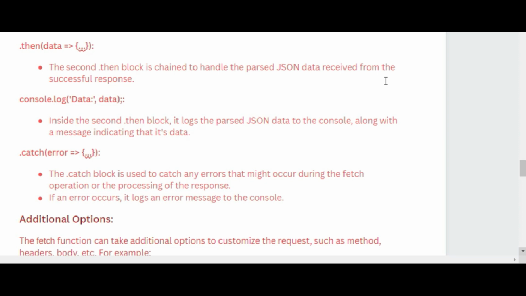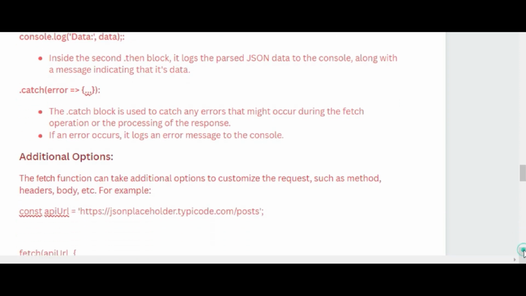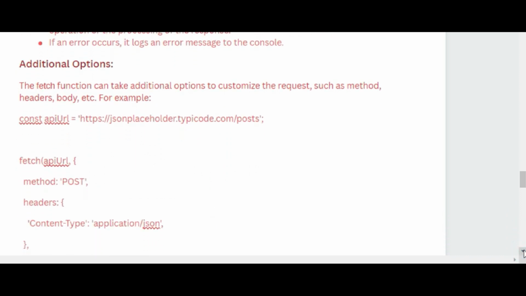Dot catch error. The .catch block is used to catch any error that might occur during the fetch operation or the processing of the response. If an error occurs, it logs an error message to the console. Additional options. The fetch function can take additional options to customize the request such as method, headers, body, etc.